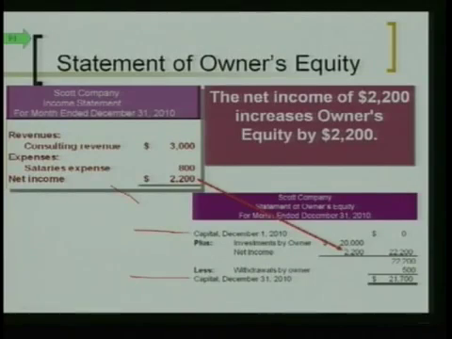In this instance, the owner invested $20,000 in the business, but then the owner also withdrew $500. Okay? An owner's withdrawals are not considered expenses. That withdrawal is not an expense. So the owner compensates themselves with withdrawals. And that's how they pay themselves back? Yes.